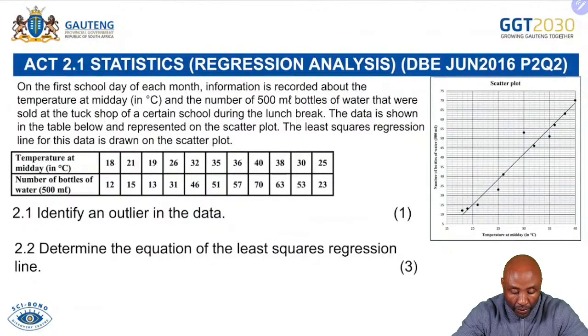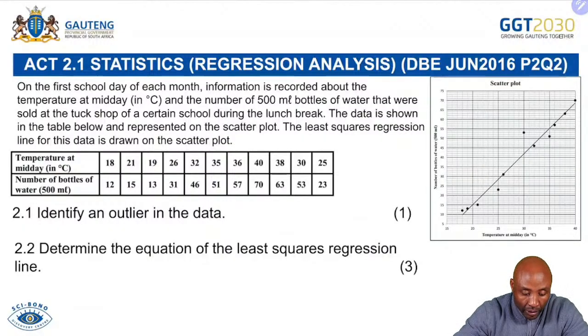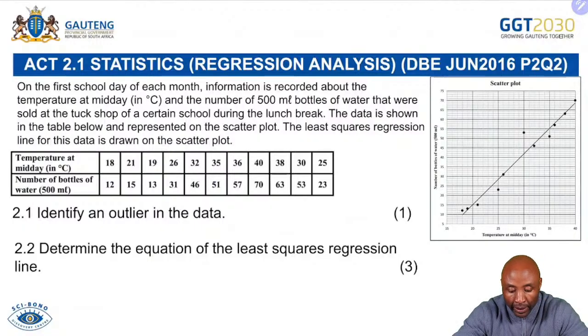Welcome back. I hope you were able to answer these two questions. We are told that on the first school day of each month, information is recorded about the temperature at midday in degrees Celsius and the number of 500 milliliter bottles of water that were sold at the tuck shop of a certain school during the lunch break. The data is shown in the table below and represented on the scatter plot. The least squares regression line for this data is drawn on the scatter plot.